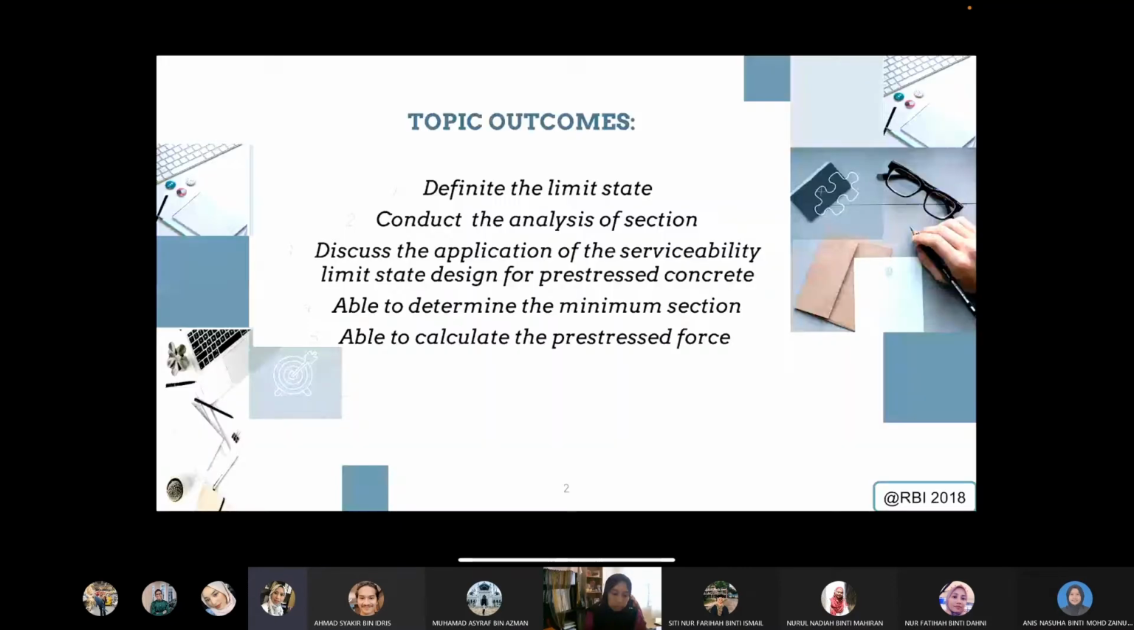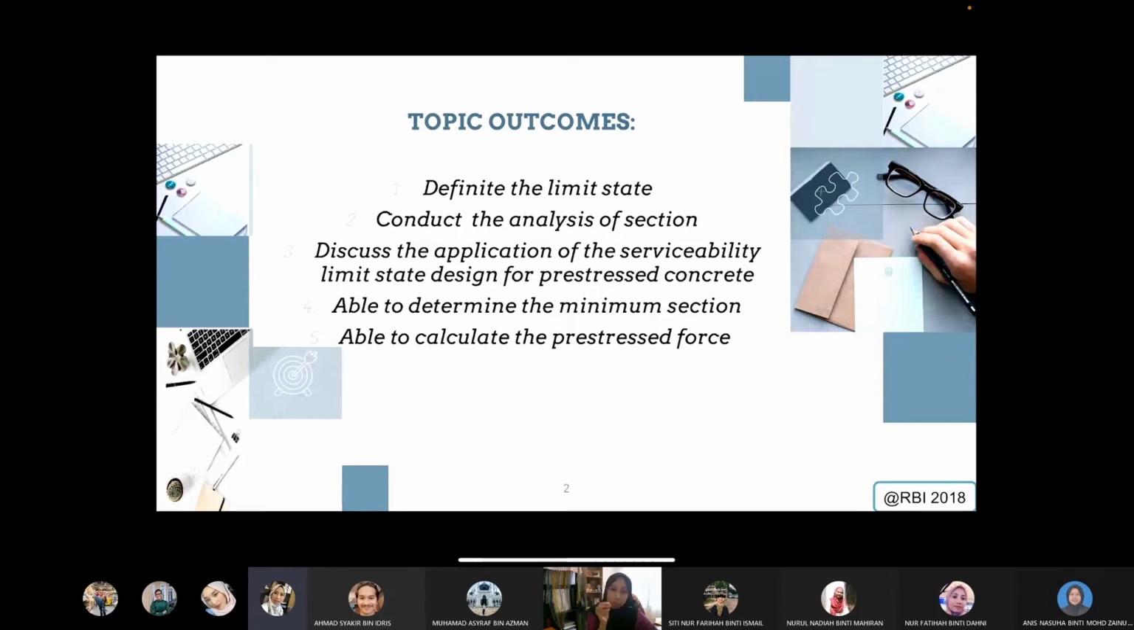Okay, all right. So this is the outcome for this course, what we expect you to obtain. So define the limit state. All right, you must be able to define the limit state. Okay, what are the limit state conditions and so on, like we discussed before. Conduct the analysis of section. Okay, discuss the application of the serviceability limit state design for pre-stressed concrete. I think we had done a little bit of it before.